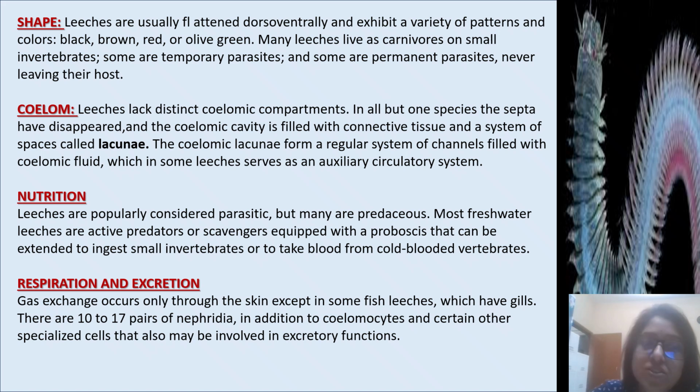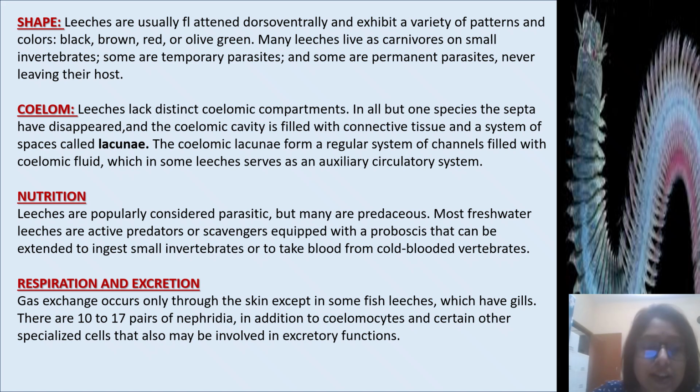Nutrition. Leeches are popularly considered parasitic, but many are predaceous. Most freshwater leeches are active predators or scavengers equipped with a proboscis that can be extended to ingest small invertebrates or to take blood from cold-blooded vertebrates.